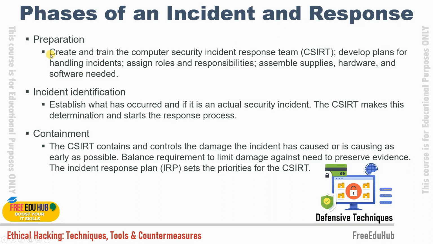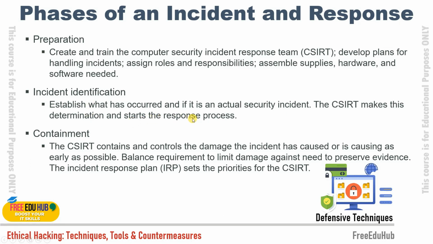After that, we have the different phases of an investigation and incident response. First of all, we'll talk about preparation. We have to prepare for the investigation and the documentation required for that. Create and train a computer security incident response team, which we call CSIRT as well. They develop a plan for handling incidents, assign roles and responsibilities, and assemble the supplies, hardware, and software needed to conduct any sort of investigation. Then we have incident identification: establish what has occurred, and if it is an actual security incident, the CSIRT makes this determination and starts the response process.